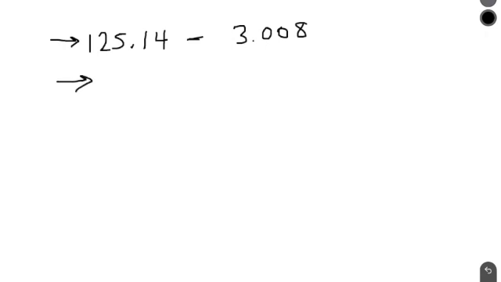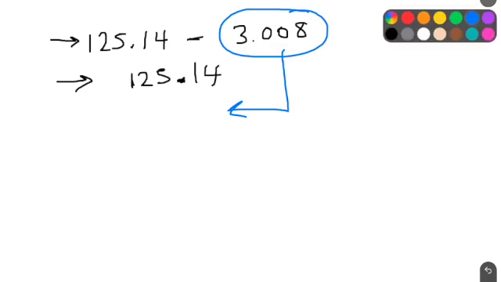Let's look at 125.14 minus 3.008. I think this would be a good example. So this is the problem that we're given. Now what we want to do is set up the problem. Bring down the first number, 125.14, and now we want to transfer the other number and put it there.